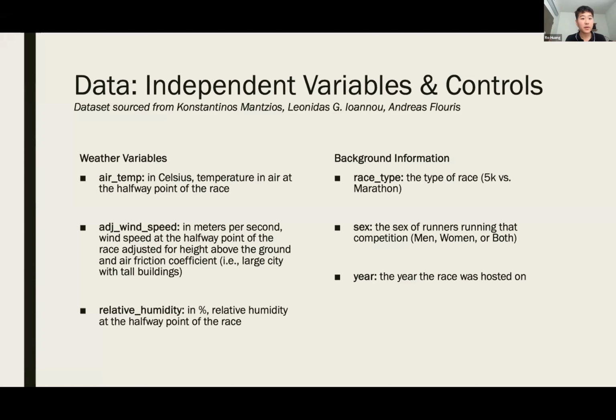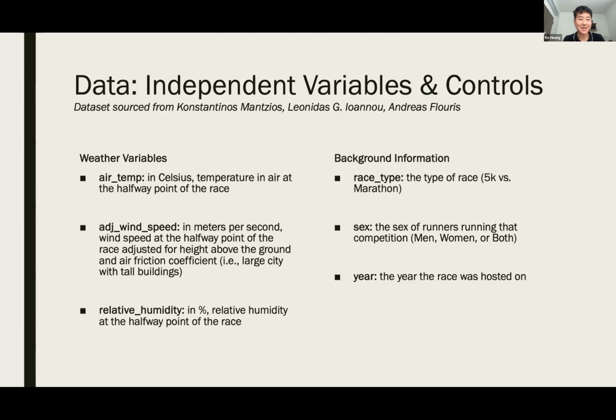To give a quick overview of some of the variables I was looking at, first, I was looking at weather variables, including air temperature, adjusted wind speed, and relative humidity. Of important note is that the most important variable here is air temperature, considering the focus of the question. But I wanted to be able to control for other weather variables, considering what the previous literature had shown on how different weather variables can mix together.